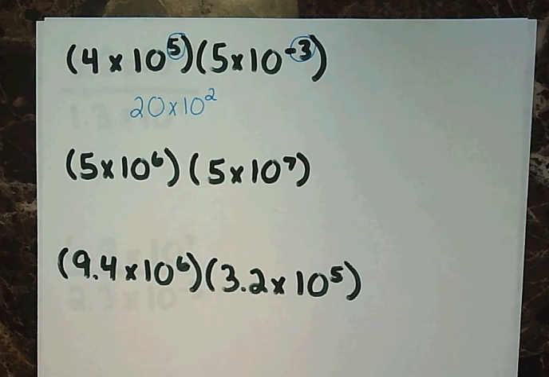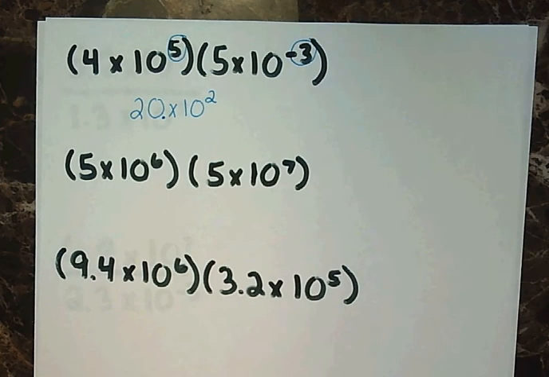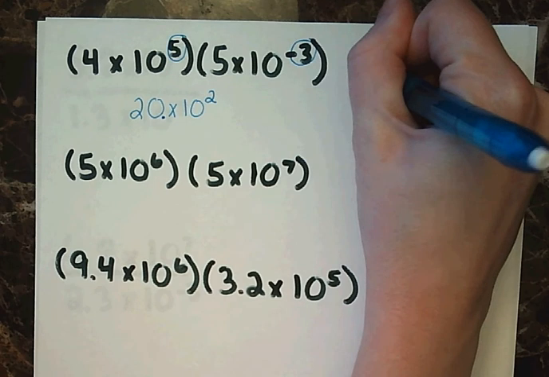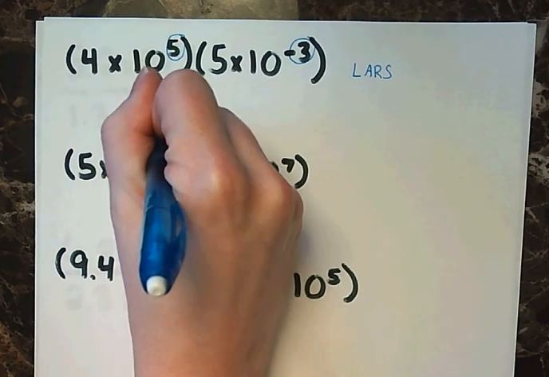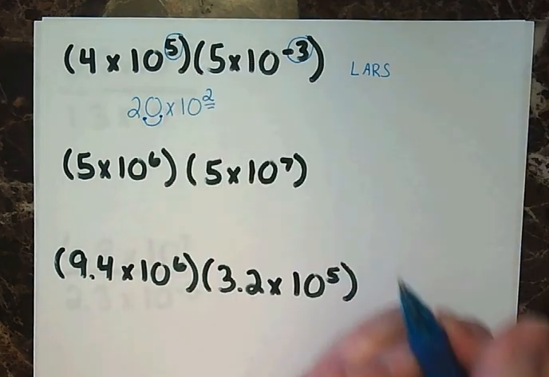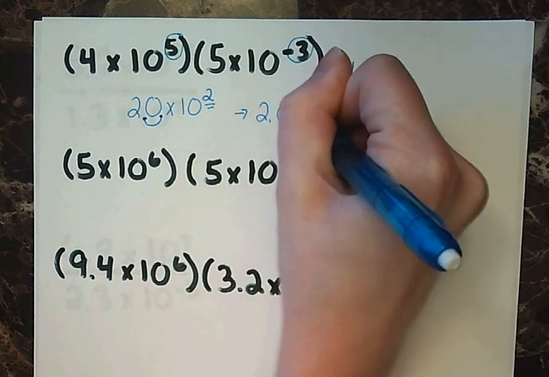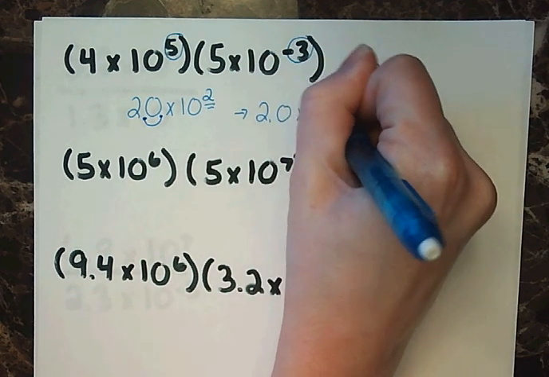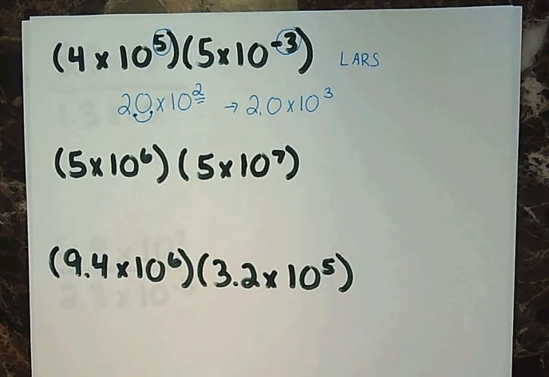But that's not proper scientific notation because you only want one number in front of the decimal. Right now, 20, there's 2 numbers because your decimal's right here. So remember, we want to use that word LARS, which is left add, right subtract. So because we're moving the decimal once to the left, we want to add to that exponent. So we should now have 2.0 or 2 times 10, because we moved it once, to the third. And that should be your answer, 2 times 10 to the third.